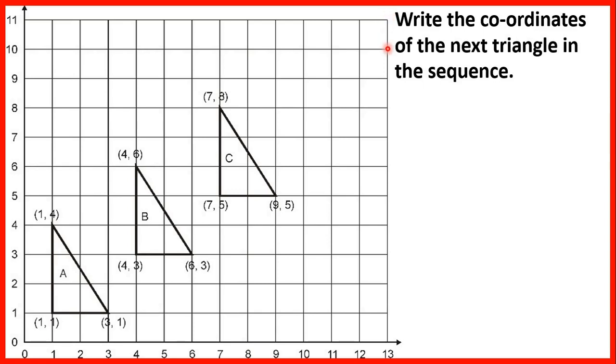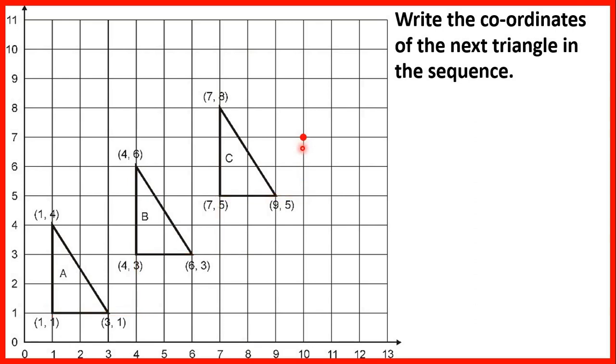Write the coordinates of the next triangle in the sequence. So we have triangle A, triangle B, triangle C, so we need to write the coordinates of triangle D. Now to find where triangle D would be, what we can do is take a point on triangle A, and then if we look at the same point on triangle B, so here the bottom left, we can see that we go across 3 and up 2. Then to get to the same point on triangle C, we go across 3 and up 2. So we can go across 3 and up 2, and that will give us the point for triangle D.